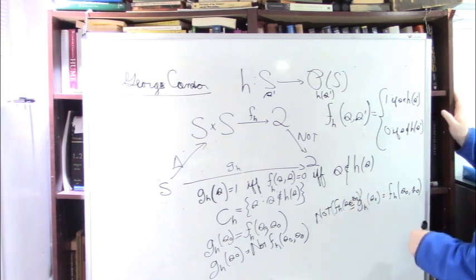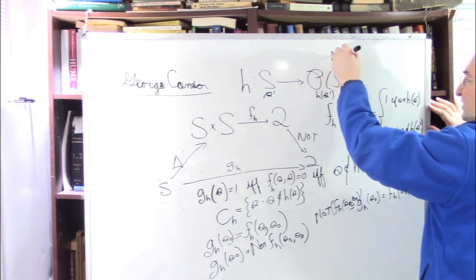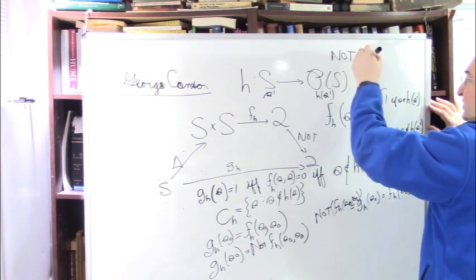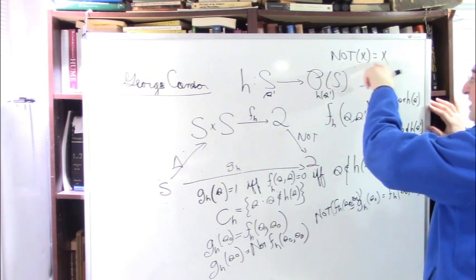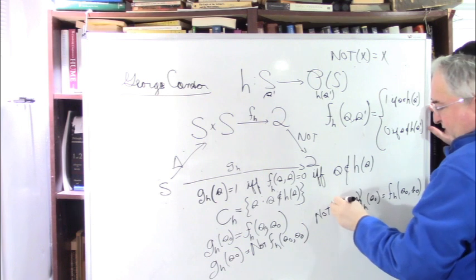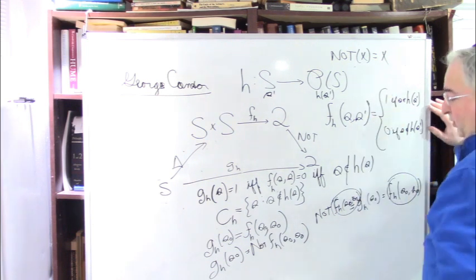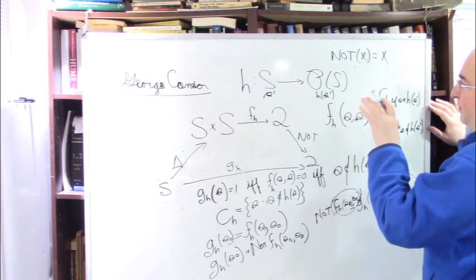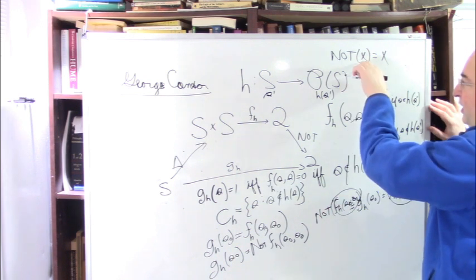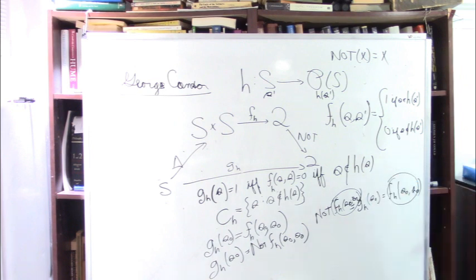Okay, what do you call a function like this? Basically, not x is equal to x. That makes x a fixed point of not. I'll explain to you what a fixed point is in a second, but the point is, the output is the same as the input. That's just another way of looking at it.